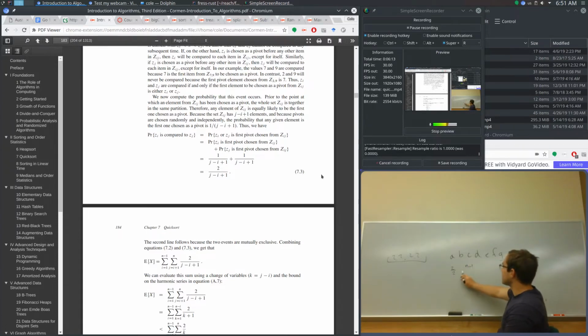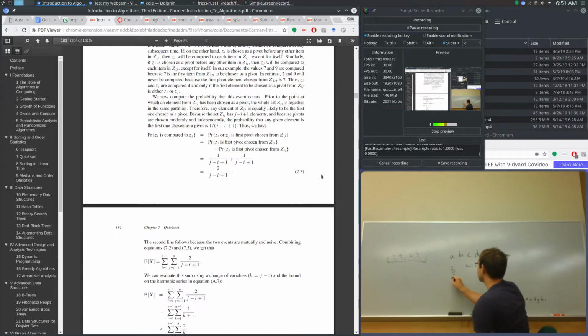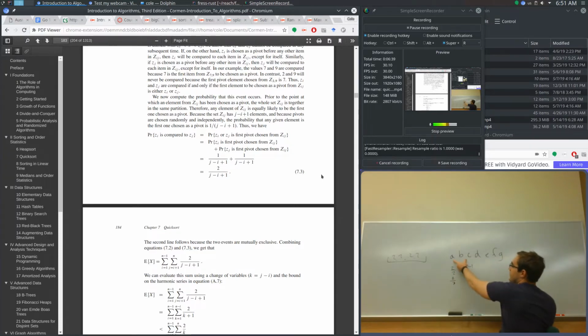So n minus 1. There's going to be n minus 1 of these pairs of adjacent elements which have a 100% chance of being compared to each other at some point. Now when we look at things that have a little gap between them, so they have an intervening element, they'll have a 2 out of 3 chance of being compared to each other.